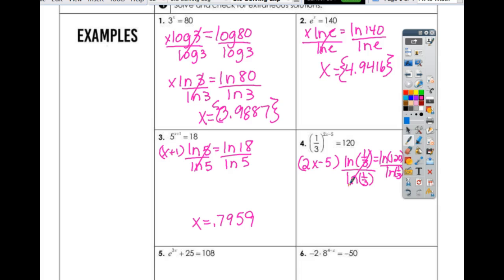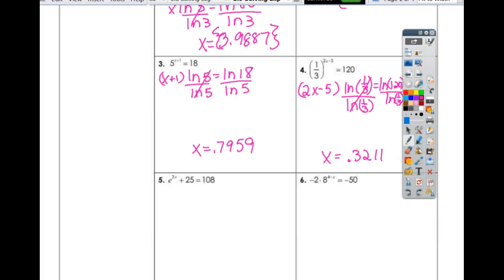I'm going to take the ln of 120 divided by the ln of 1/3. And then how do I get the x by itself? Add 5, divide by 2. You guys are so smart. So type it in and make sure you get the right answer.